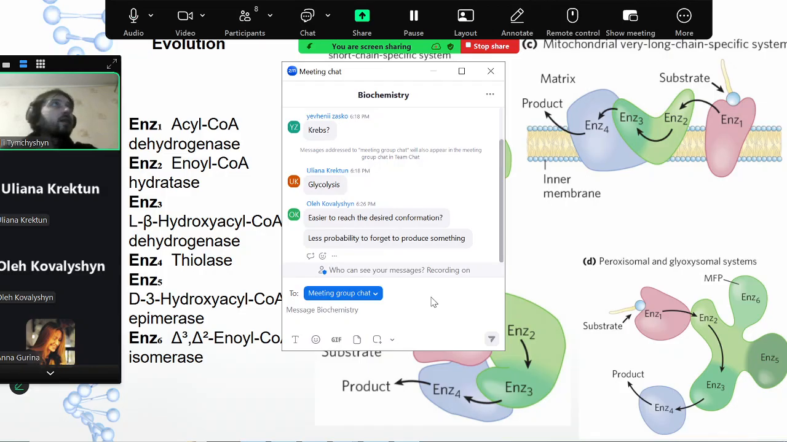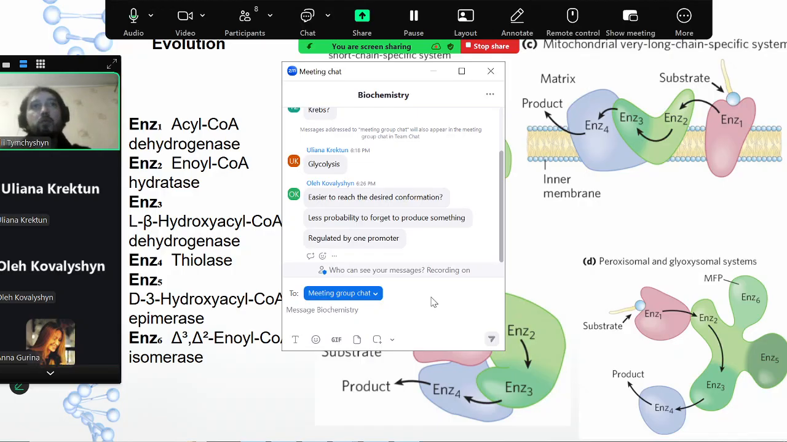Let's think about regulation. You are studying, I guess, molecular biology, so you should have studied some sort of regulation of protein synthesis or RNA synthesis. Can you think about that?